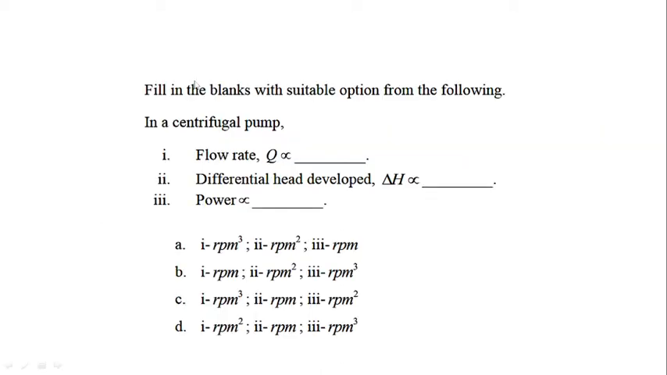So next one, fill in the blanks with suitable option from the following. In a centrifugal pump, flow rate Q is proportional to... here rotational RPM is given. How the flow rate, head developed, and power depend on the rotation per minute of the impeller, we can get from the affinity laws of pump. This is obtained from the affinity law of pump. So option B, flow rate. Yes.